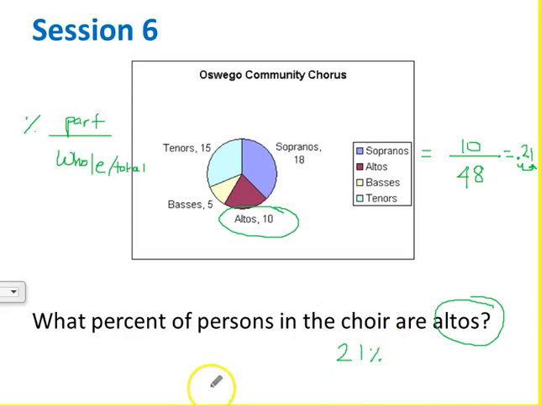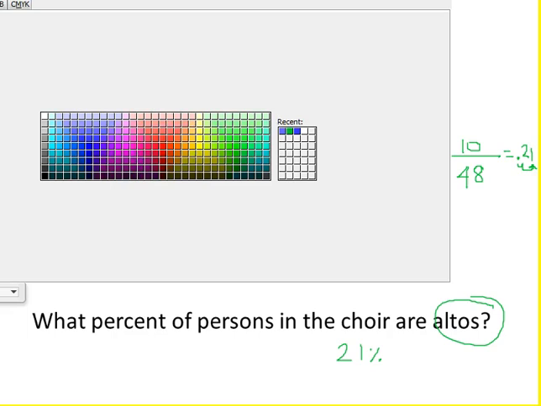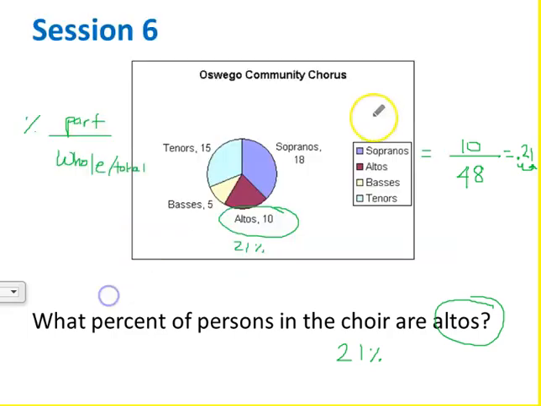And we could figure out the percentage for all of the types of singers by doing this same thing. So if we wanted to find the percentage of sopranos, we would do 18 over 48 and do the same thing. Find the decimal, 0.38, which is 38%. And we could continue to do that.